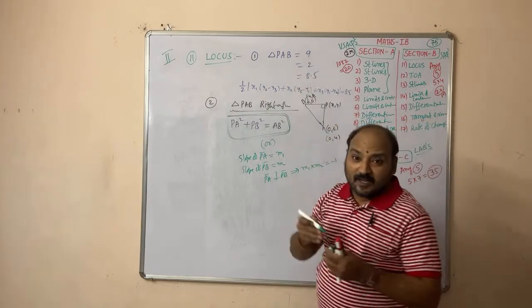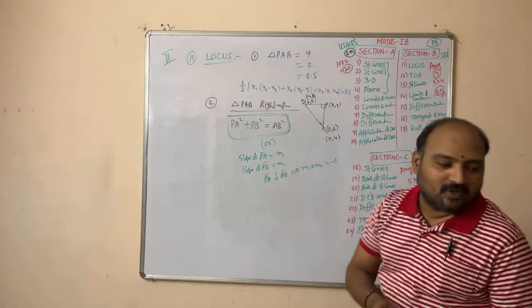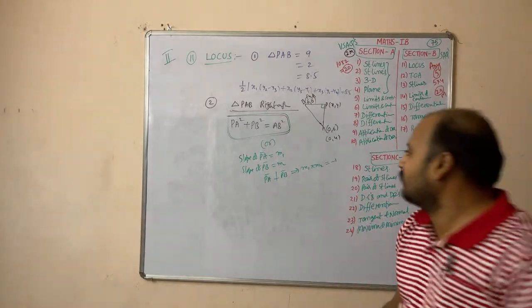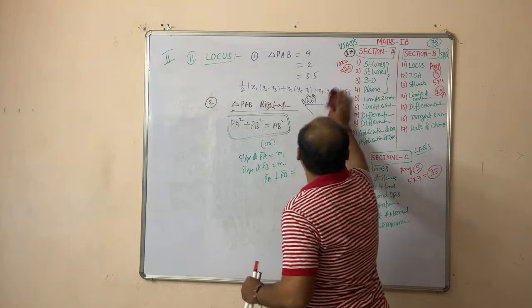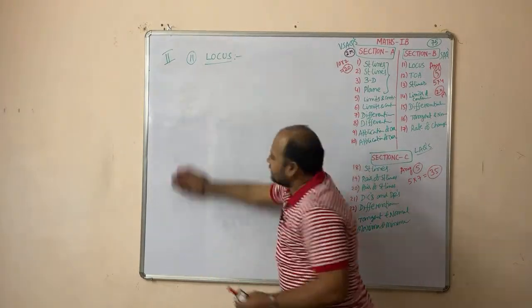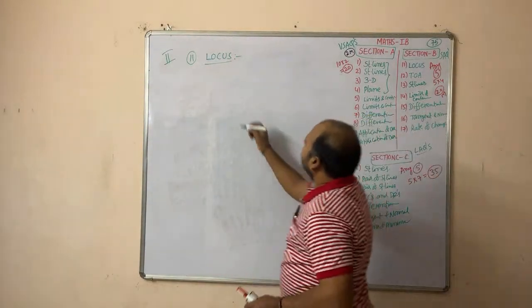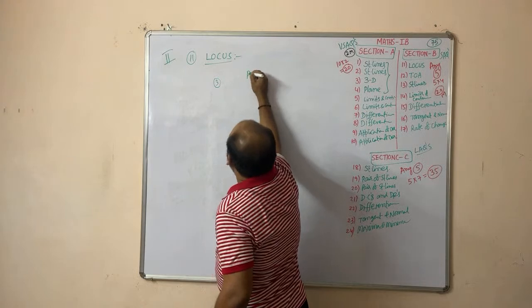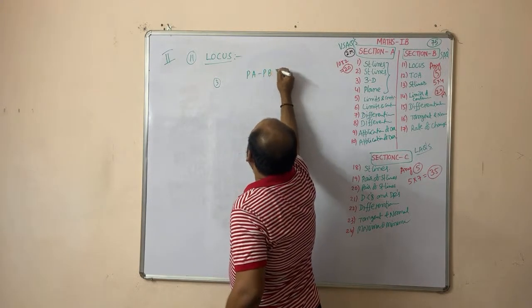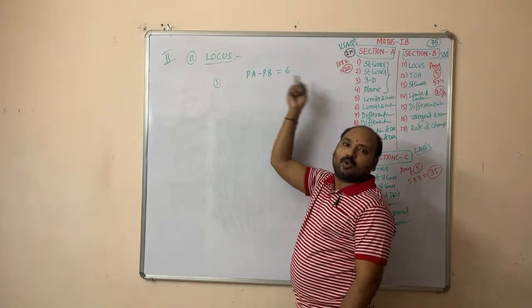So first possibility, area of triangle. Second possibility, right angle triangle concept. Next, the third one, difference of distances. The third one: PA minus PB is equal to 6 units, or PA minus PB equal to 5 units.